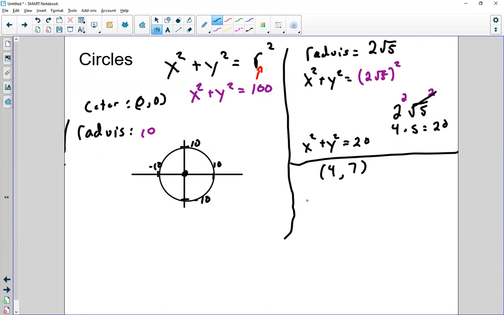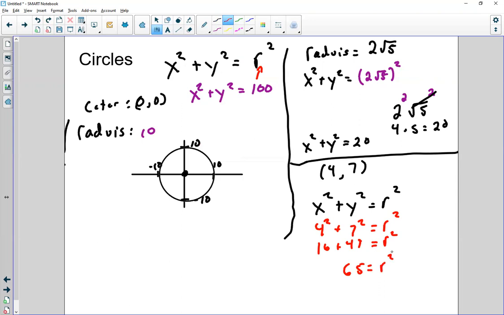In this case, we need to find r. The best way to find r is just to plug it into our equation, x squared plus y squared equals r squared. So we plug in 4 for x, 4 squared, we plug in 7, 7 squared, and then we're going to find r squared. So 16 plus 49 equals r squared, which is going to be 65.